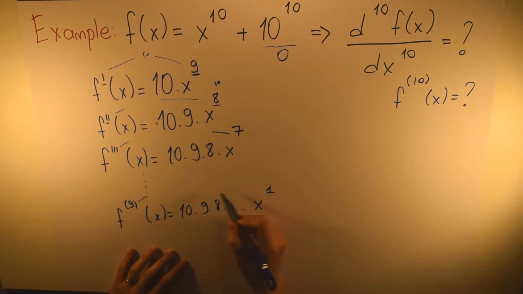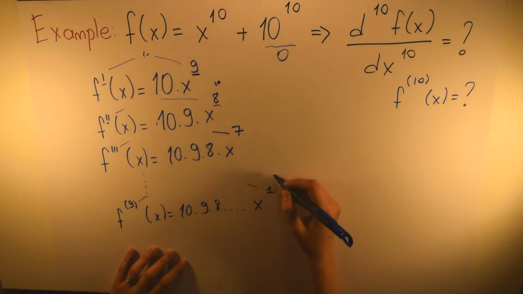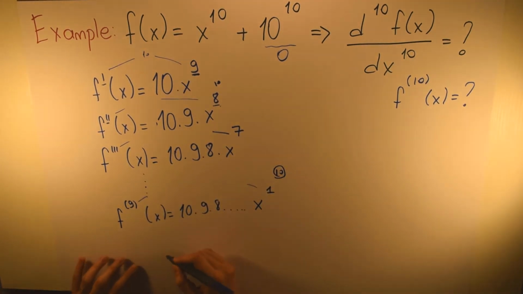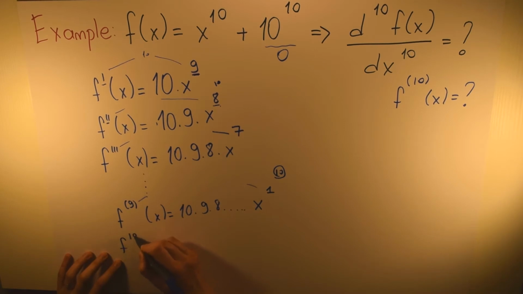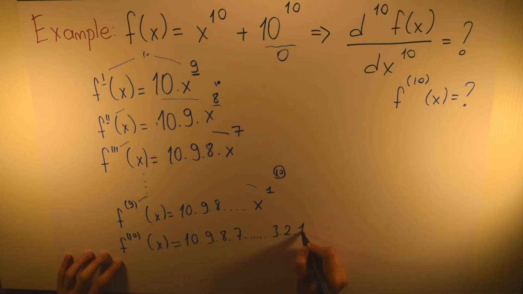Why? Because when we sum them up, it will be 10. Okay, so our 10th derivative is equal to, here it's 10 times 9 times 8 times 7 times, it goes like this till 3 times 2 times 1, which is equal to 10 factorial.